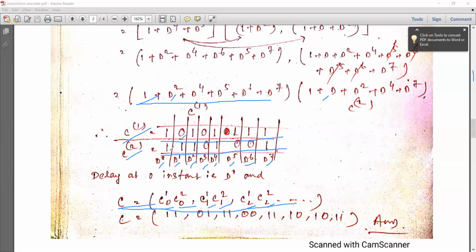So in this way we have made this table, and for d to the power 0, we have got the value of C1 and C2 both. So that is basically this value.